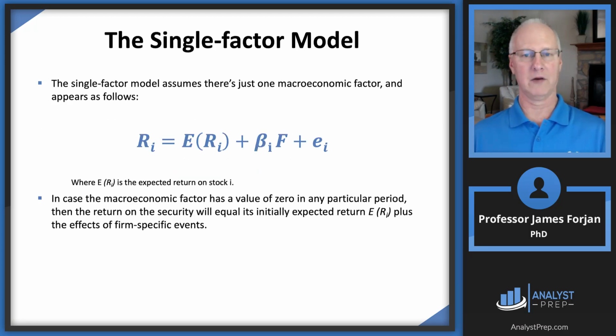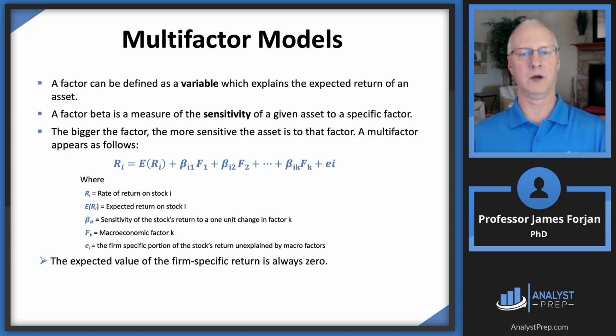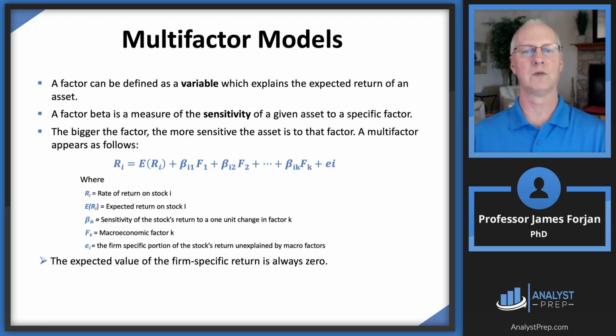Those are the factors at my bottom circle point: inflation and interest rates, etc. Okay? And then the betas, they work just like they did back in the capital asset pricing model. Notice my second bullet point at the top. It is a measure of the sensitivity of a given financial asset to a specific factor, to one of those factors like inflation or interest rates. Okay?